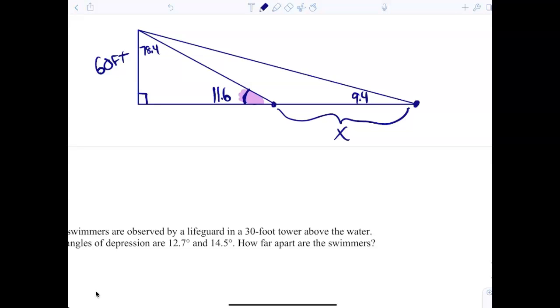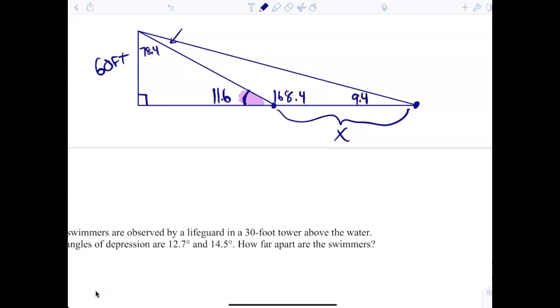Now, what's this angle right here? Somebody tell me. Come on, what's this angle right here, guys? Thank you, those of you who are with me. 168.4. Now, what's this angle right here? Someone tell me. Anybody else say 2.2? Now, to me, watch how simple this is now.